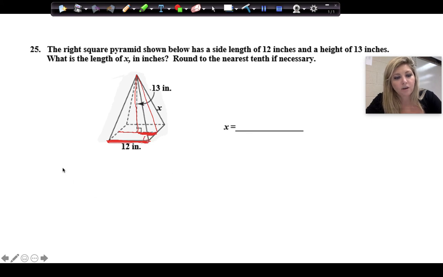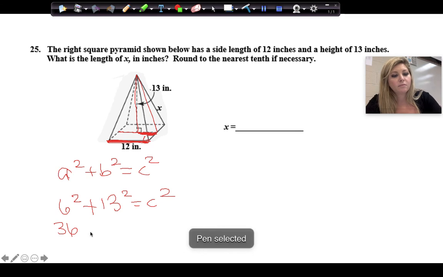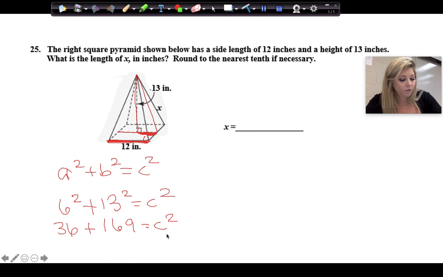Okay, so if the whole thing is 12, then half of it is half of 12, which is 6. So again, we have a squared plus b squared equals c squared. Our a squared will be 6 squared because half of 12 is 6, and then 13 squared going up equals c squared. So 6 times 6 is 36. And then we have 13 times 13, which is 169. Okay, so when we add those two numbers together, we get 205. That is equal to c squared.